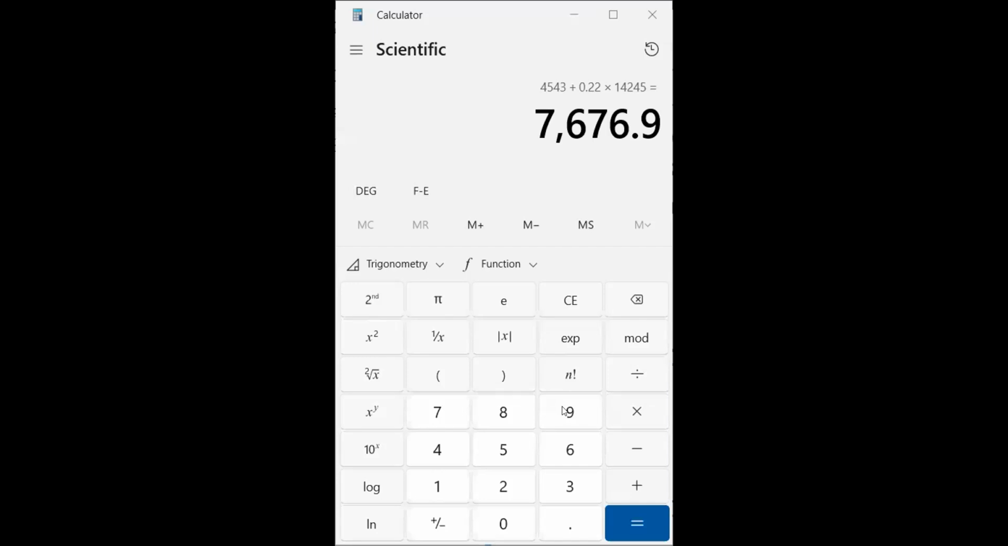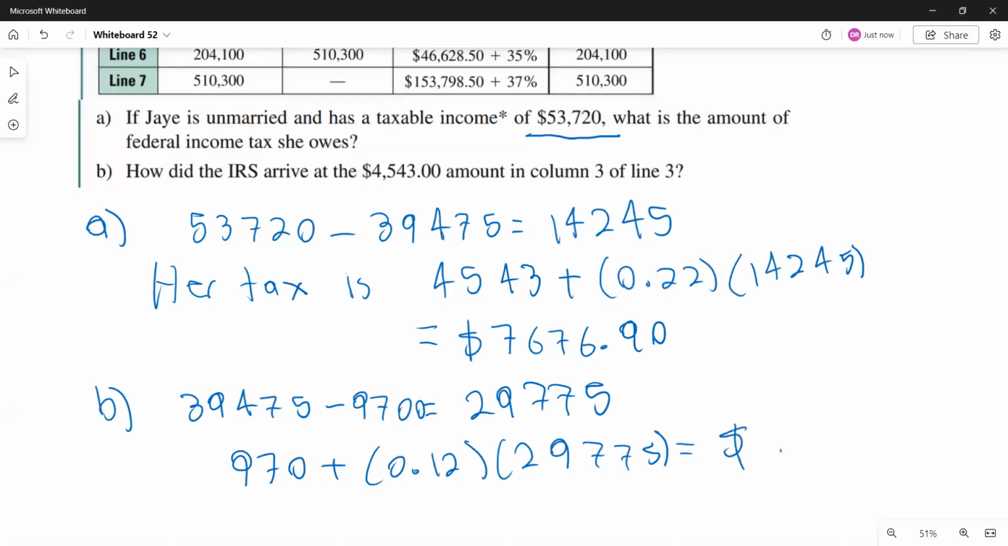So if you calculate this, on the second line, the upper limit, the amount is 970 plus 12% of 29,775. And yes, the amount is 4,543. And the last topic is inflation.